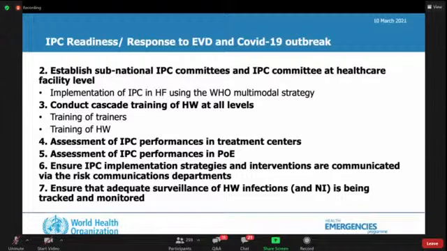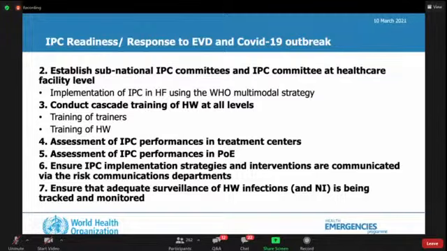Then we need to establish at sub-national level, for example, in all the regions, IPC committees, as well as in all the healthcare facilities, we need to make sure that there is at least an IPC focal point or practitioner, depending on what you call him, and give him some type of references of what he needs to be doing.